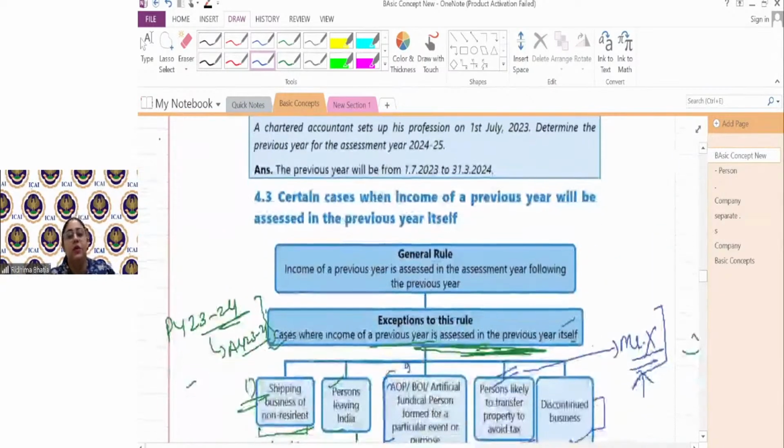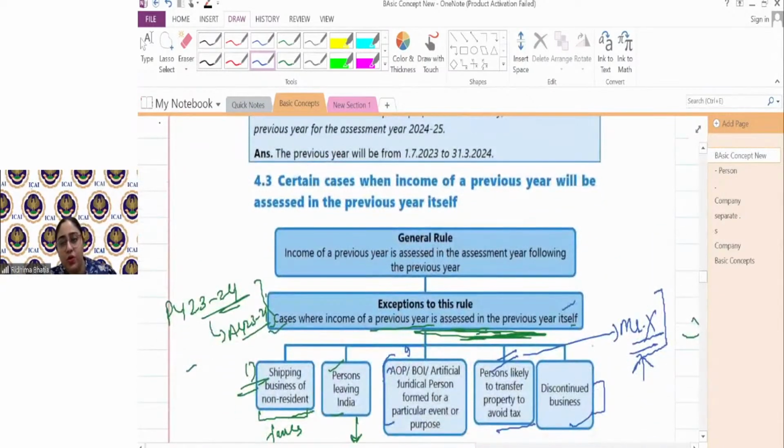Just give it a read. It is there in your module also. Just give it a 1 minute read and then we'll move forward.